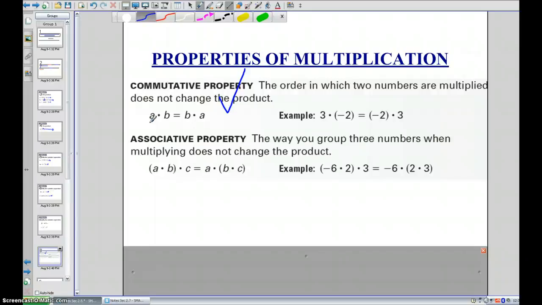Commutative property of addition just tells us that whenever we add two numbers together, it doesn't matter in which way we add them, we're going to get the same number, like 2 plus 3 equals 5.